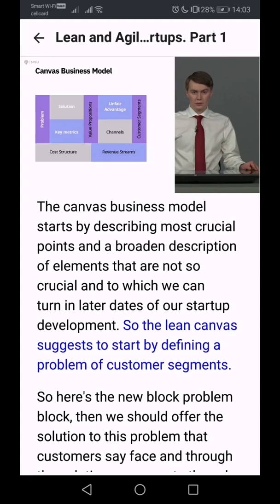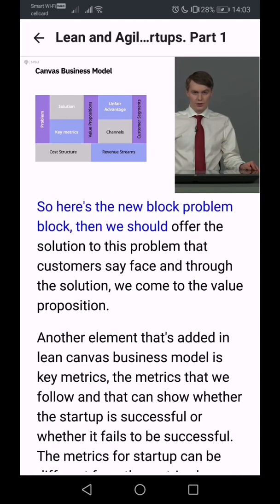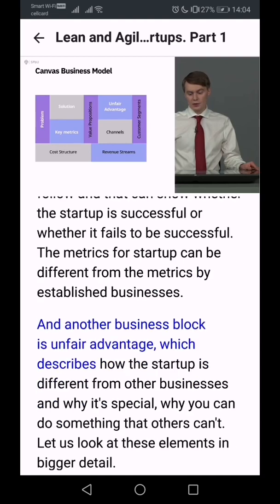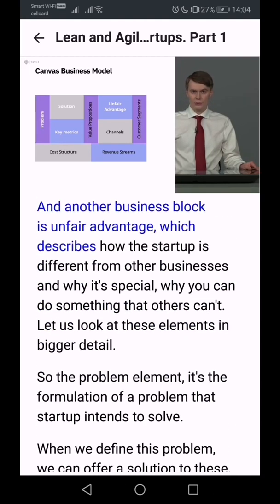So the Lean Canvas suggests to start by defining a problem of customer segments. So here's the new block, the problem block. Then we should offer the solution to this problem that customers face, and through this solution we come to the value proposition. Another element added in the Lean Canvas business model is key metrics. These are the metrics that we follow and that can show whether the startup is successful or whether it fails to be successful. The metrics for a startup can be different from the metrics of well-established businesses. And another block is unfair advantage, which describes how the startup is different from other businesses and why it's special, why it can do something that others can't.